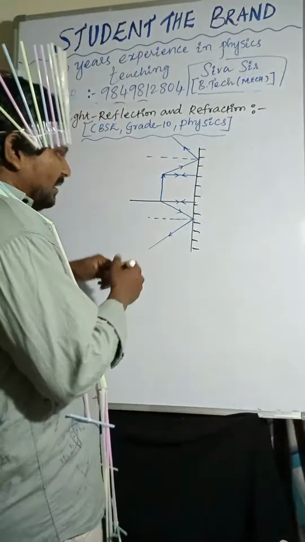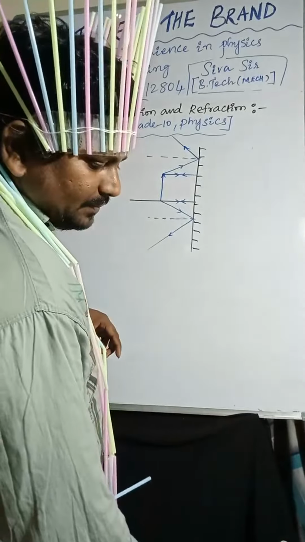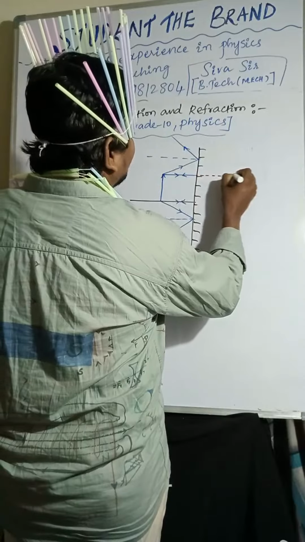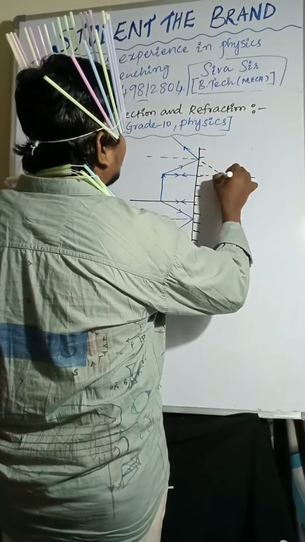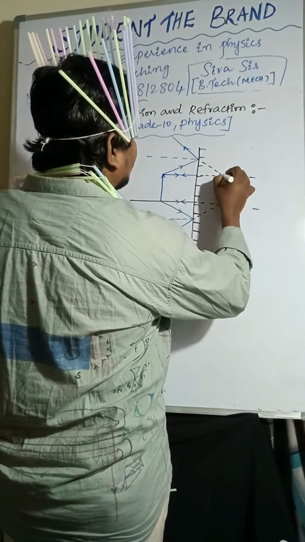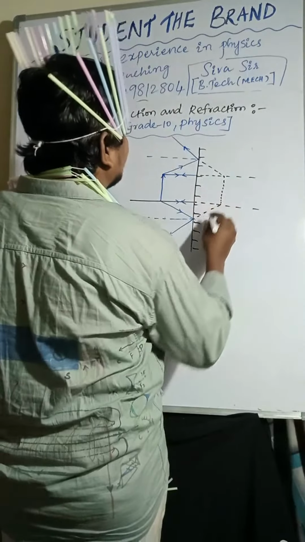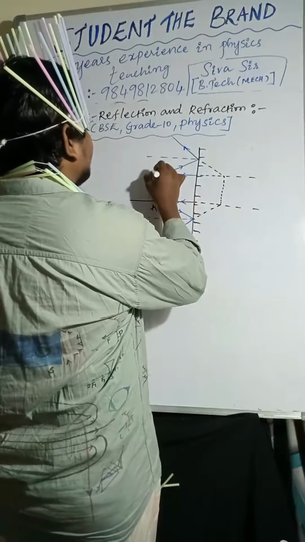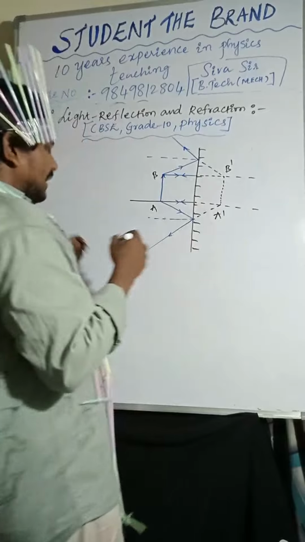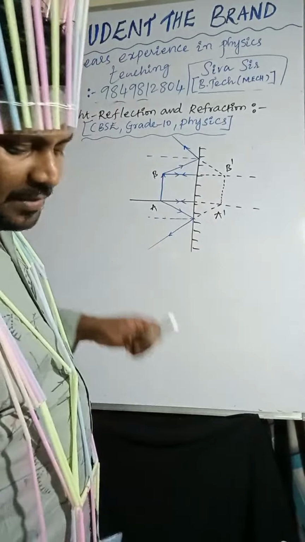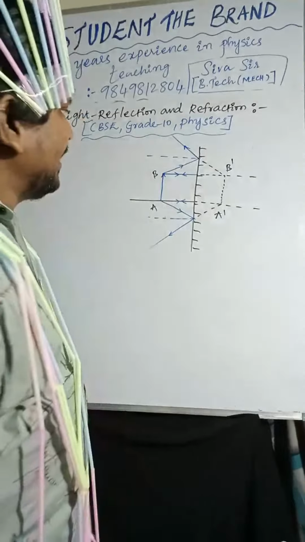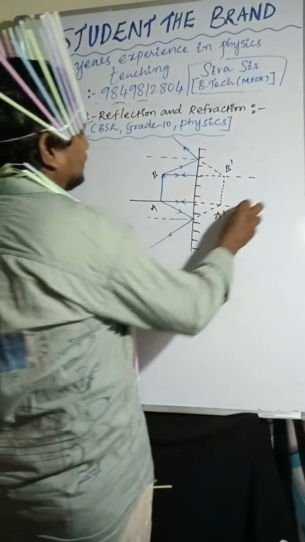So I'm taking here AB and A dash B dash.